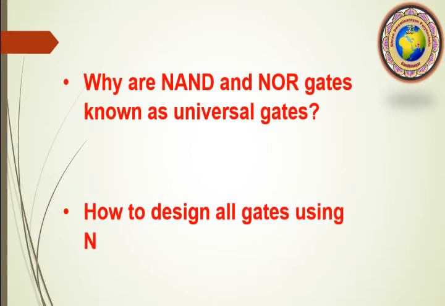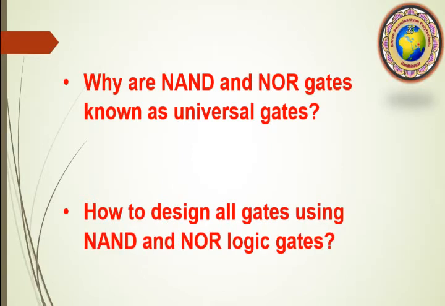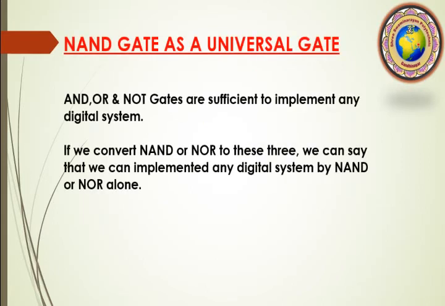Then how to design all gates using NAND and NOR logic gates? Usually using this universal gate we can derive all the basic gates, XOR gates, XNOR gates and their inverse gates. It takes a bit of trial and error, or you can use Boolean logic to obtain this. So you have the equations for the NAND gate and for the NOR gate. These are the two main questions that arise: why we are using the NAND and NOR gate as a universal gate. Now we start with the NAND gate as a universal gate.